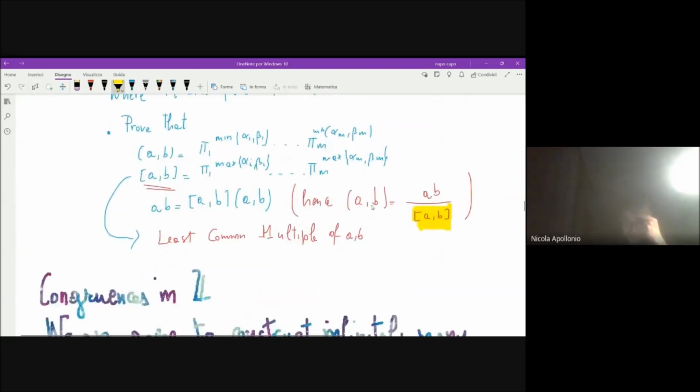So if they are coprime, then this is another way to see this property. If this is equal to 1, it means that AB is equal to the least common multiple of A and B. I would say lowest, but it's not correct. However, let us start with congruences.